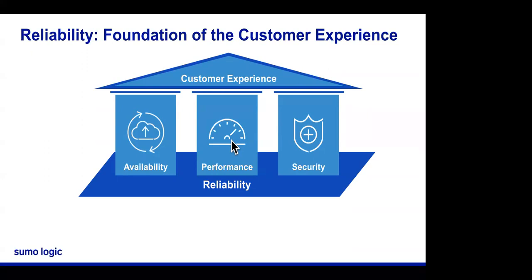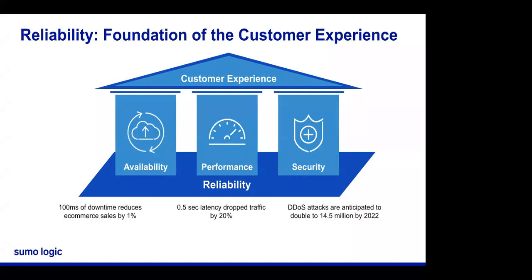Now, we've gone out to various industry leaders in various areas, and we've come up with some interesting statistics for you. As far as availability goes, 100 milliseconds of downtime, which is of course 1/10 of a second, reduces e-commerce sales by 1%. That's pretty significant. So again, it's very important that you have a good sense for your availability. Under performance, half a second latency will drop traffic by 20%. And again, people will go elsewhere. They will find someplace else to buy their product. So again, a very significant thing here.